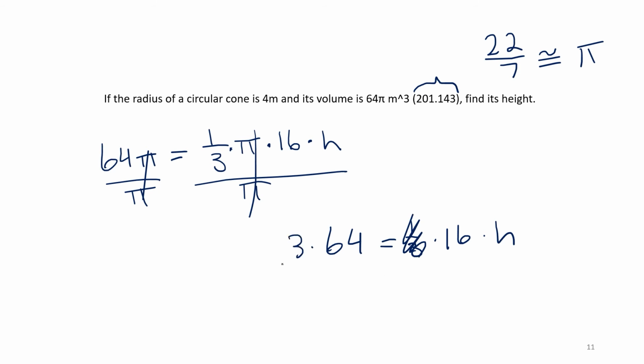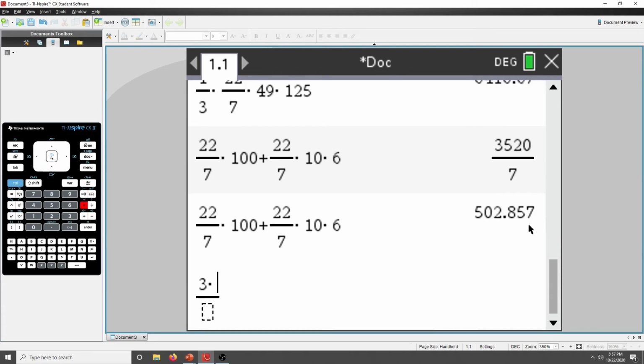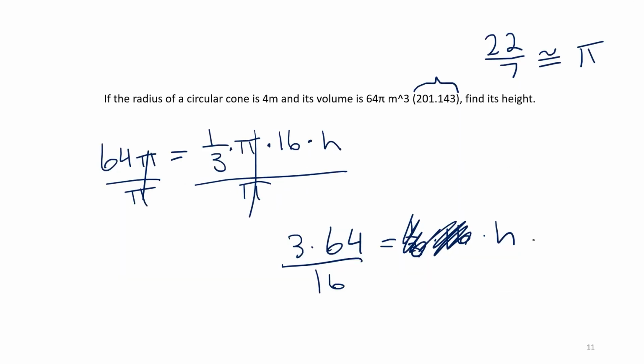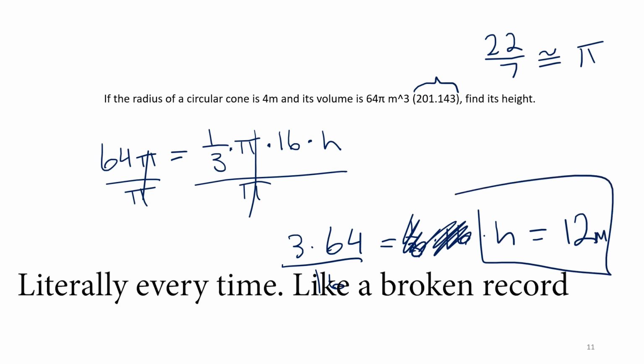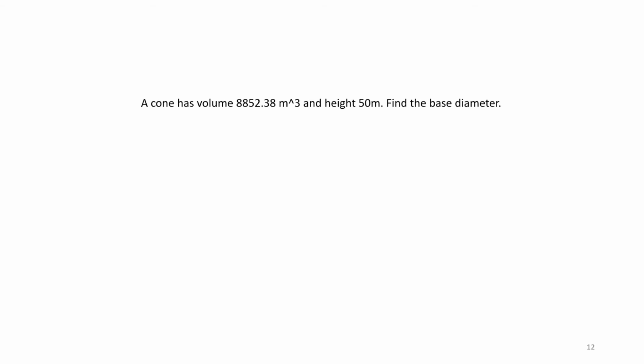And then we're going to divide by 16 on both sides to get rid of that. And we have 3 times 64 over 16 equals our height. Did it again. I assume that's just what it's going to do from now on. 3 times 64 over 16 equals 12. So our height is 12 meters. Not that bad, right? Besides the challenge questions, this is about as hard as they get. There are challenge questions and they're kind of rough, but don't worry about it too much.